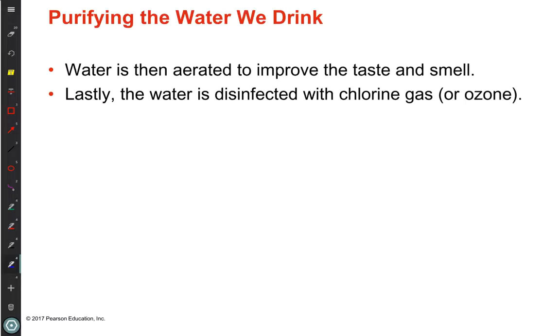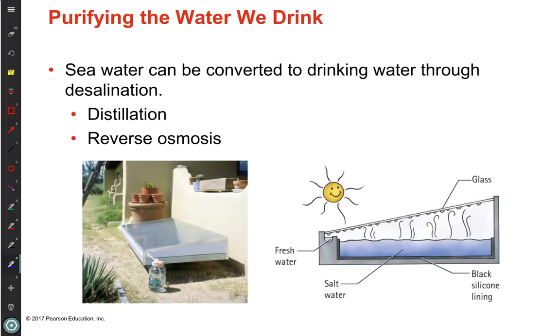So then you want to do things like aerate it. When you aerate it, you're just putting air bubbles through it. And the oxygen helps to remove and kill things that would give it bad taste and smells. And then you use something like chlorine gas or ozone to kill any remaining biology things. And you have drinkable water.